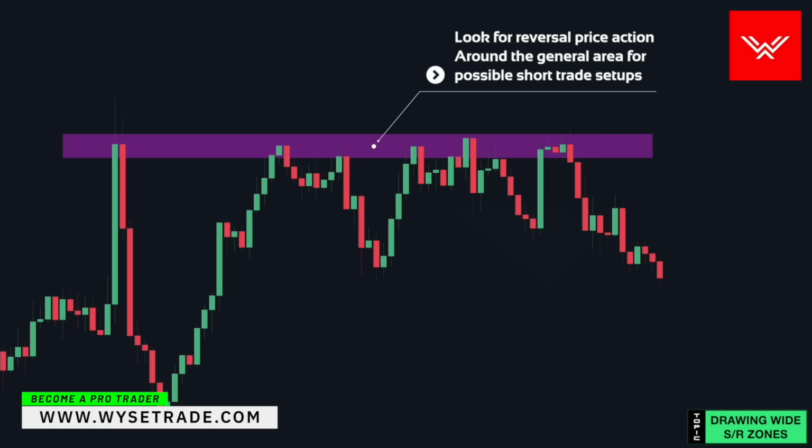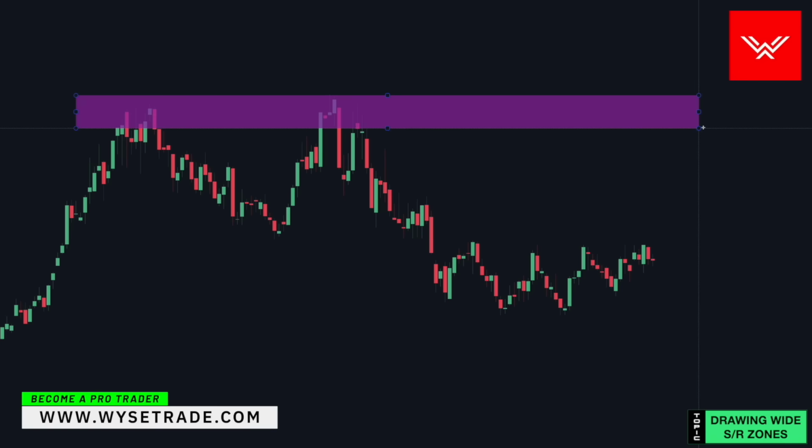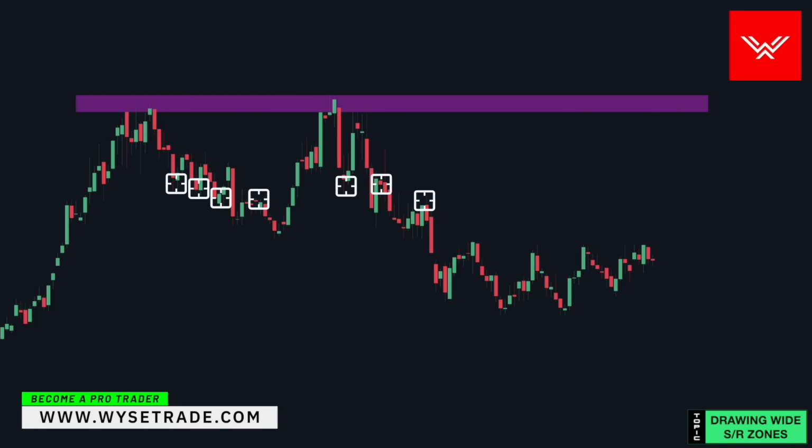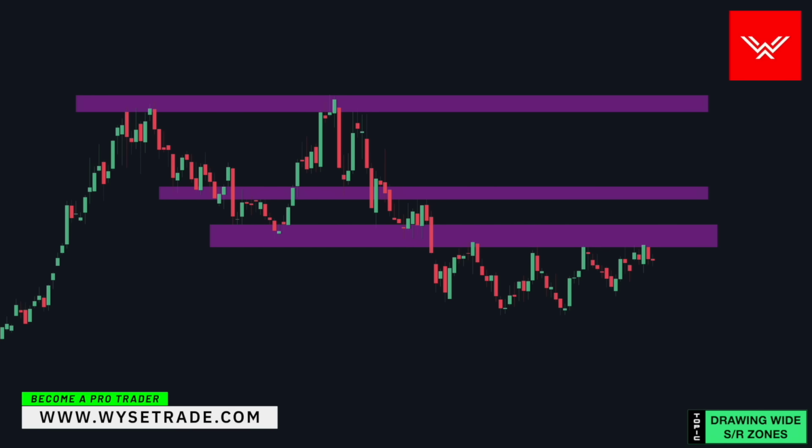Let's show this again. These swing high reversal points, draw a wide zone like this. These smaller reversal points, draw a wide zone like this. These many reversal points, draw a very wide zone. Then your swing lows down here, another wide zone.